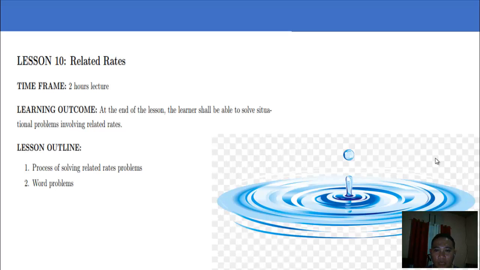That droplet creates a ripple, and that ripple has a radius, of course, by concentric circles in which the center is the point of the droplet. As the time increases, the radius of the ripple also increases. What is interesting in this, if you know the radius of that circle, you will also know the area of that circle. So it means you can identify the rate of change of the radius. You will also identify the rate of change of the area.